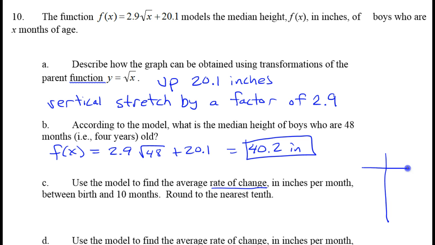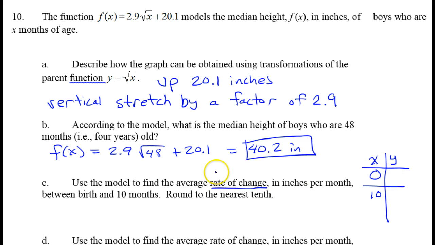Okay, so all we have to do when they start talking about rate of change is to make a little chart. So we're doing x's and y's. Okay, so they said between birth and 10 months. So remember, the x value is our month. So birth, that's 0 months, and then 10 months. So those are our x values. So let's talk about the y value.